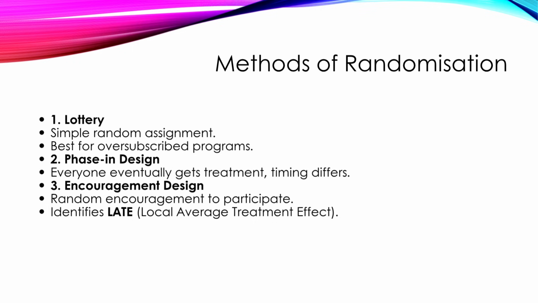For example, they won't buy something new if a free one is coming. And then we have the encouragement design. This randomly encourages subsets to participate, for example, via adverts. This is best for undersubscribed programs or programs with high application effort. The key assumption here is monotonicity. The encouragement affects everyone in the same direction.